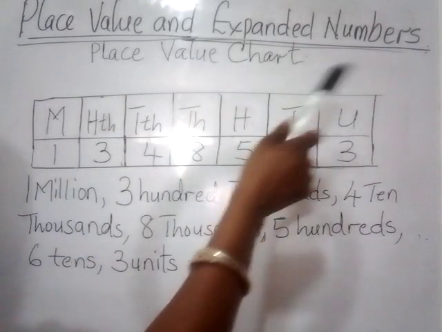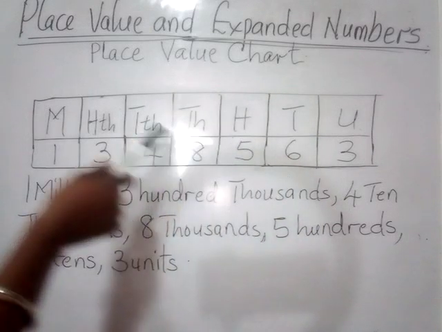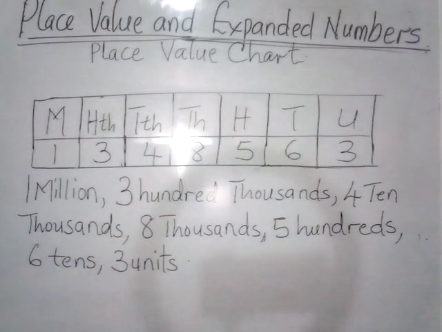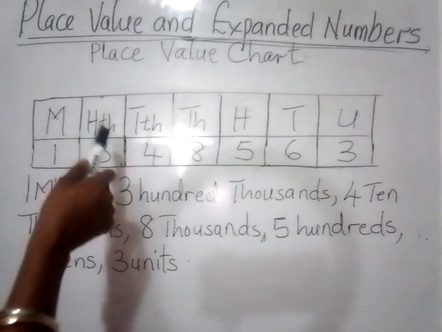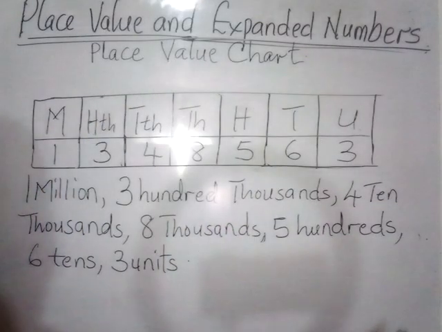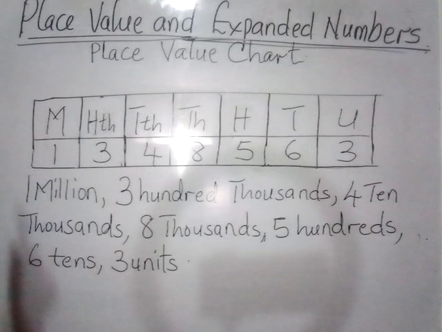So once again, let's go through it from the right towards the left. We have units, tens, hundreds, thousands, tens of thousands, hundreds of thousands, and million. Now, tens of thousands can also be 10,000s. Hundreds of thousands can also be 100,000s. And then you have your million. So this is one way of representing these numbers. We have several ways of representing numbers. We are quickly going to take a look at them.